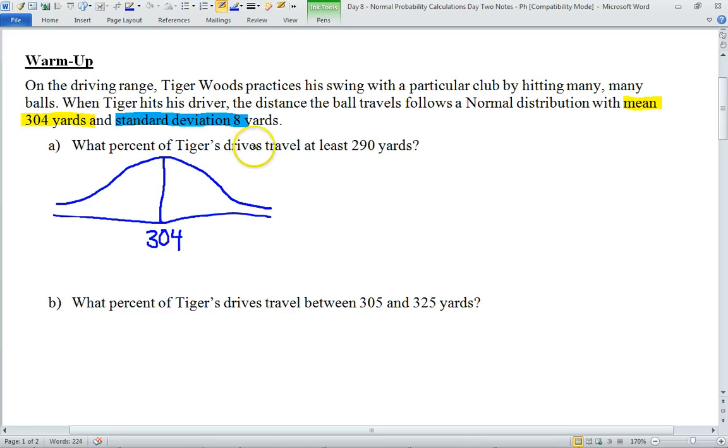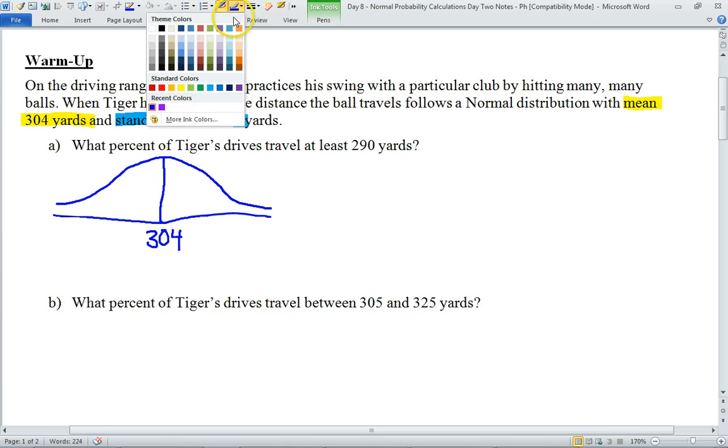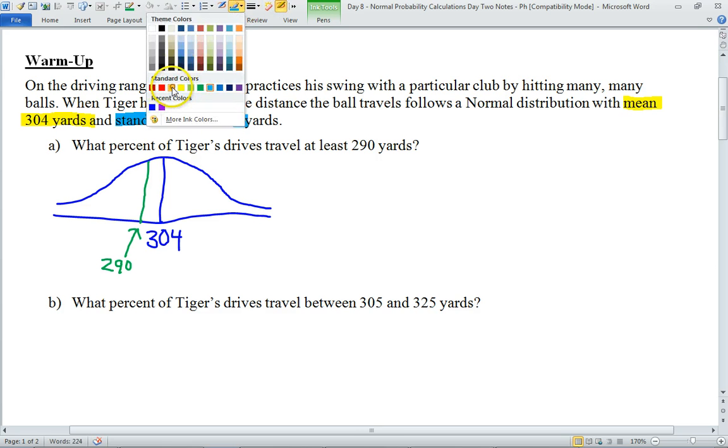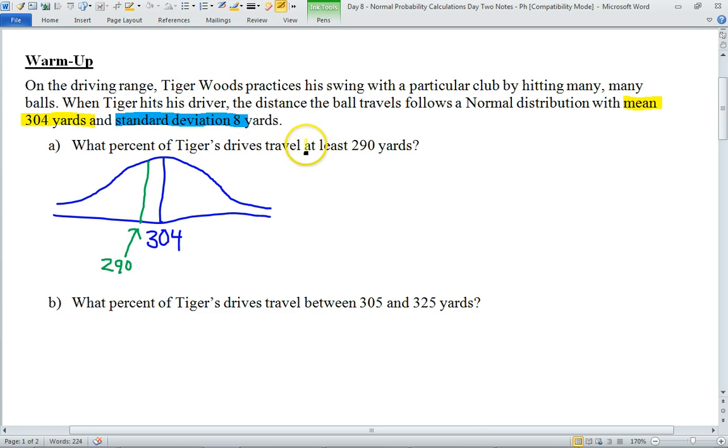Now, what percentage of Tiger's drives travel at least 290 yards? So that 290, I just need to put it on the proper side of this line. So obviously 290 is less than 304. So I'm going to go ahead and put that on the left side of this line. Okay, so 290, let's say it's here. Okay, so that's 290. Now, we want the percentage that are at least, okay, at least 290 yards.